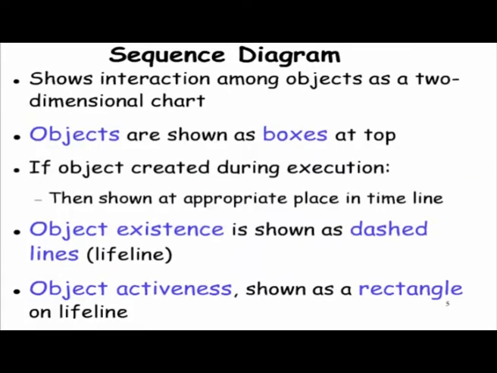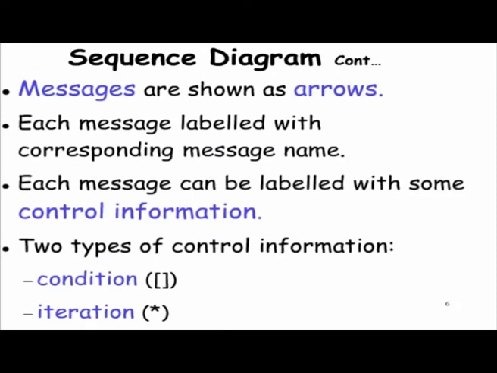The syntax is as follows. We draw the objects. Please note, these are not classes. We show the objects at the top of the chart, the sequence diagram, and the objects are boxes, and then we show the existence of the object through a dashed line called a lifeline. When an object gets a method call, its method is called, it becomes active, and we show this as a rectangle on its lifeline. The method calls or messages are shown as arrows, and we can also show the parameters of a method call and also control information based on which the method would get called or not.